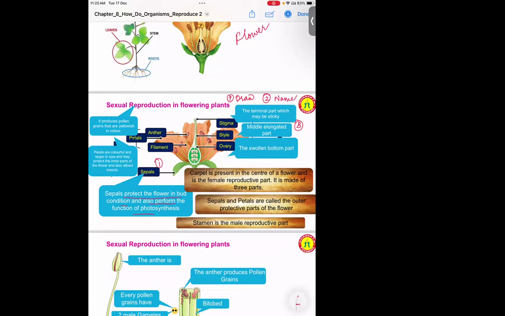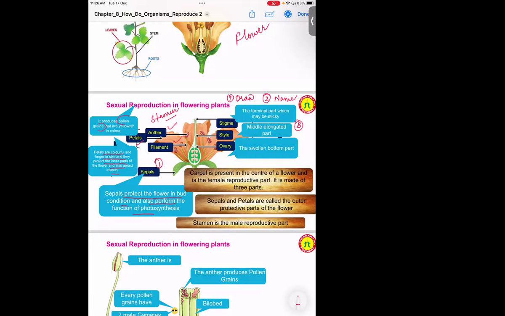Then the next parts are the petals. They are colorful and larger in size, and they protect the inner parts of the flower and also attract the insects. Then coming to the major part, the anther and filament, which together are the male reproductive part called the stamen. So this anther has the gametes called pollen grains. They are yellowish in color.